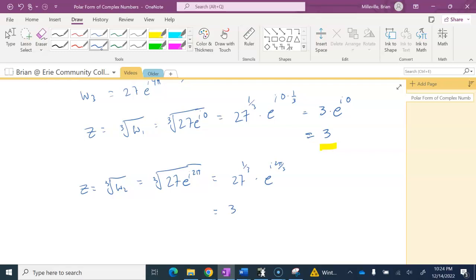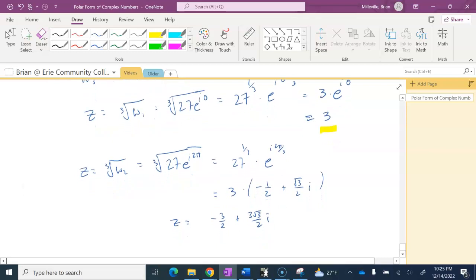Now this next one, I'm just going to skip this for here, but if we do cosine of 2 pi over 3, the reference angle is 60 degrees, it'd be negative 1/2, and then sine of 2 pi over 3 is the square root of 3 over 2i. So if we wanted to, we could rewrite that in rectangular form. The next solution would be negative 3 over 2 plus 3 square root 3 over 2i. Okay, let's do the last one.